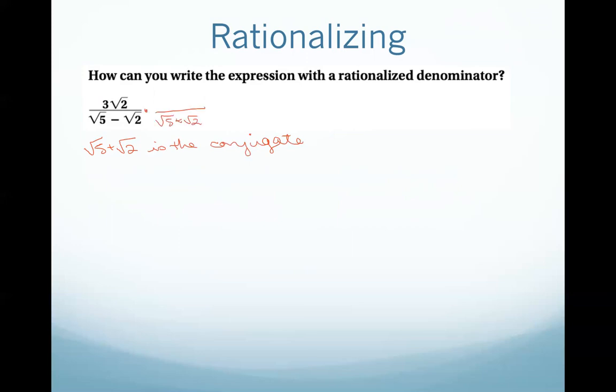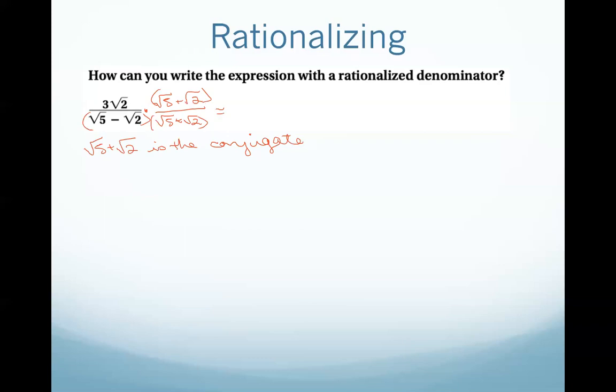That will make our denominator rational, but we cannot multiply by whatever we want. We can only multiply by 1. So we make it a giant 1 by putting the same thing in our numerator. Remember, this is a binomial, so put parentheses around it so that you don't forget to distribute.